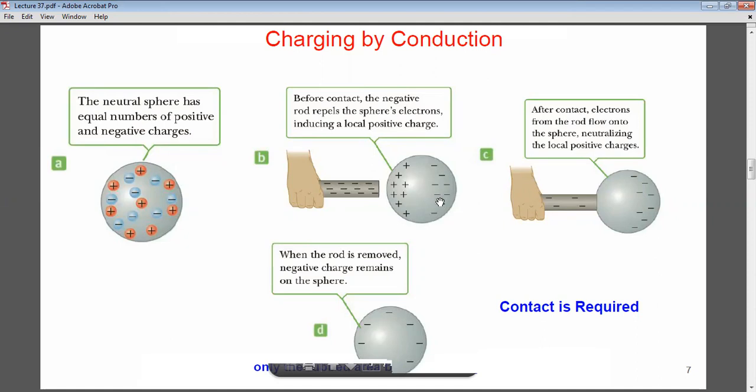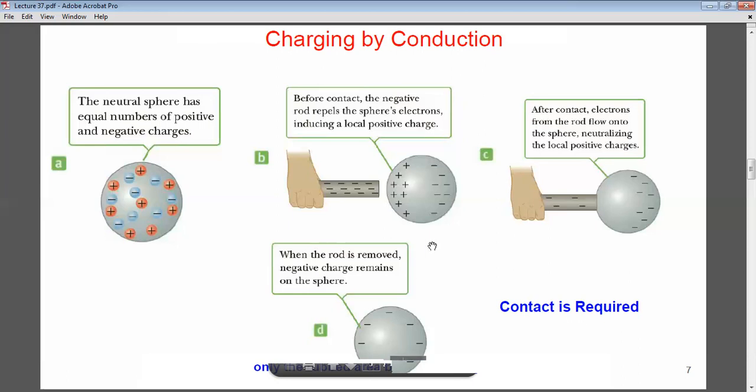Once I bring it close to the sphere, the positive charges will be attracted to the rod, and the negative charges will go to the other side. Then I make contact. Once I make contact, all the positive charges will move to the rod. And what will happen to the sphere? The sphere will have extra electrons, and they will redistribute on the whole sphere, and the sphere will become negatively charged. So this is charging by conduction.